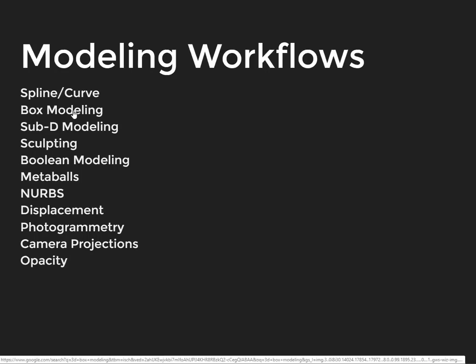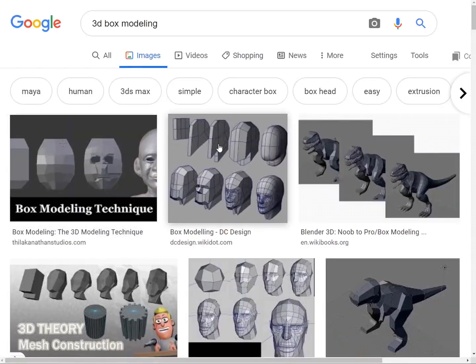So box modeling is going to be the most common type of modeling, especially for props. It's when you take a primitive shape, it doesn't have to be a box, it can be a sphere, a cylinder, or whatever it may be, and then you turn that into a different surface. So you start with a basic cube, and then later on... We're going to be getting into this heavily in this course.